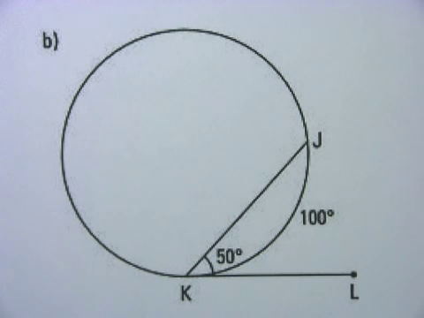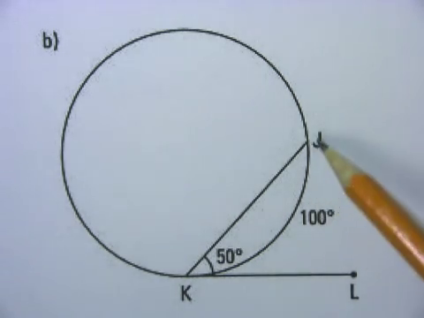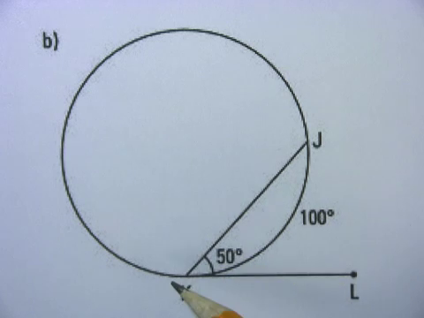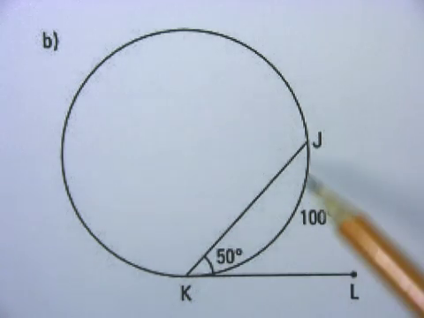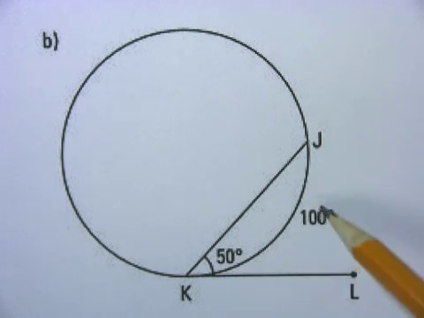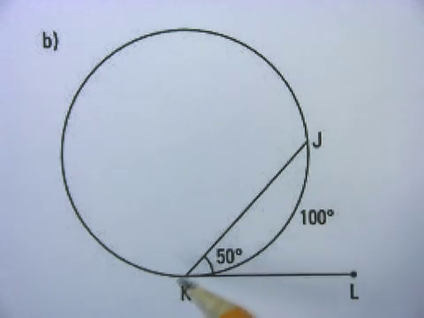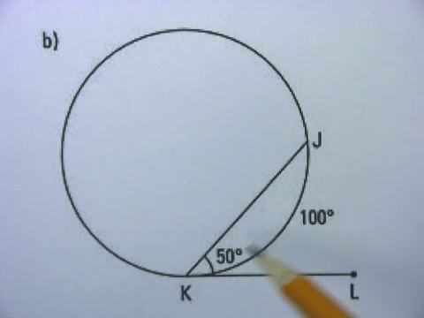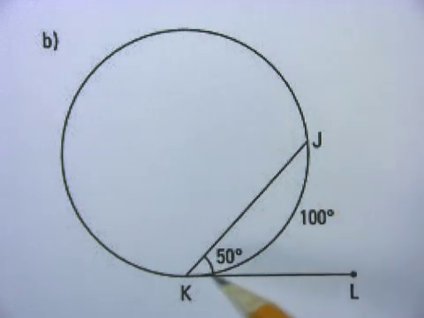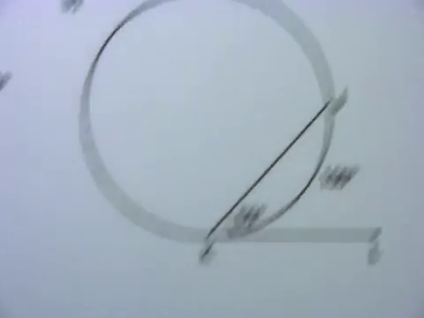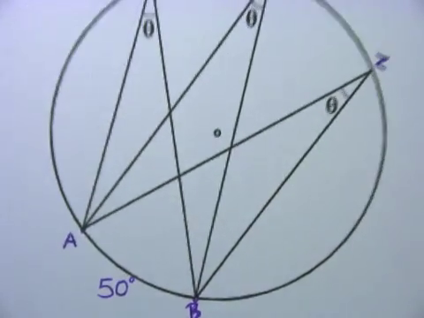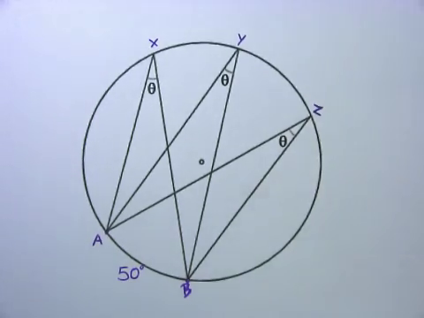Let's take a look at example B, excuse me. If you look here, I have angle JKL, and the vertex is on the circumference, it's on the edge of the circle, and arc JK is 100 degrees, so my inscribed angle is going to be half of that. It's going to be 50 degrees. And of course, if they told me that my inscribed angle here is 50 degrees, well then the arc that it creates is going to be twice as big, 100 degrees. Let's take a look at another example.